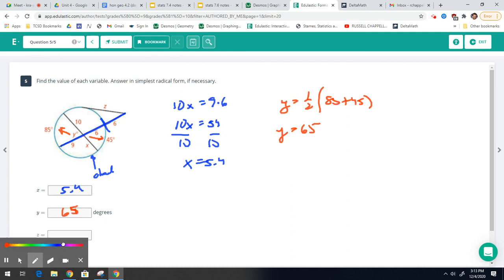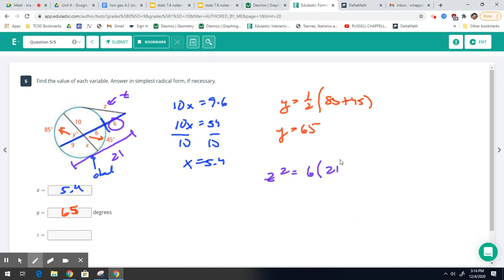And now let's look at z. I'll use purple for z. So z is part of a tangent. Let's use the tangent, and then we have to use this secant. So the outer part of the secant is 6. The whole secant is 6 plus 15, that's 21. So to find the tangent z, we're going to do z squared equals outer part times whole part. Z squared equals 126. Let's take the square root.